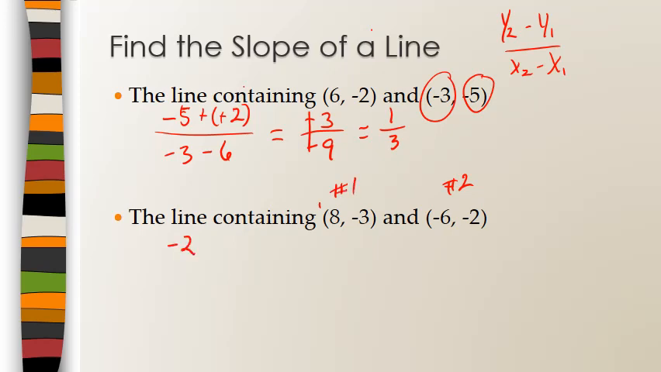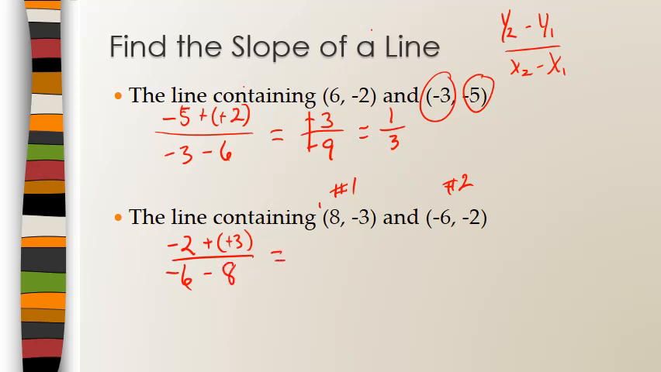And then I got negative 2, again, minus negative 3, which could make that positive. I don't have to write that. If I'm understanding what I'm doing, I could just go negative 2 plus 3. And let's see, then I got negative 6 for x2 minus 8, which is x1.